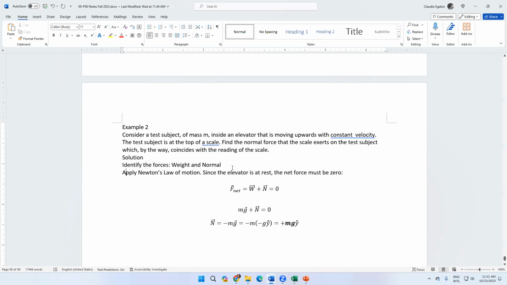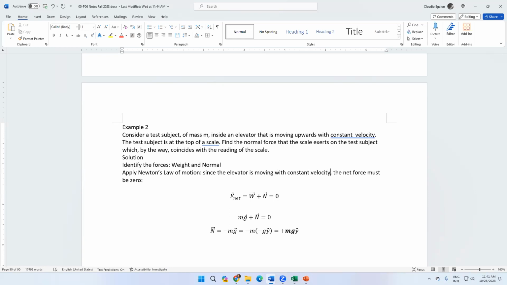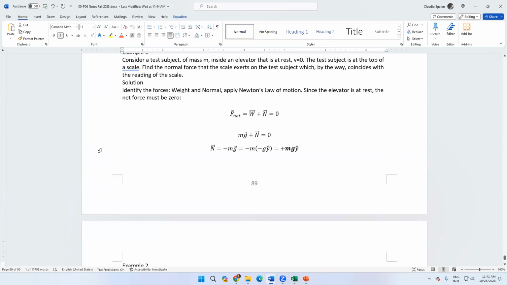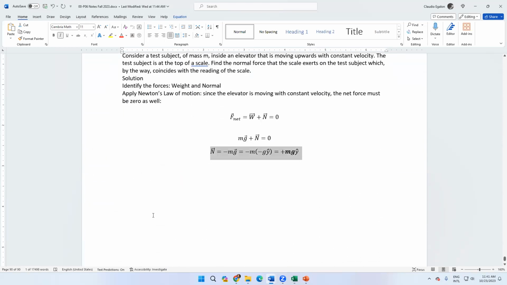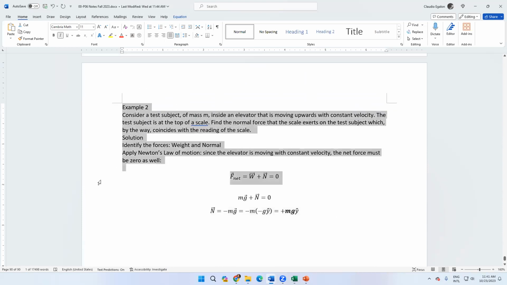Apply Newton's law of motion. Since the elevator is moving with constant velocity, it doesn't matter if this is upwards or downwards. The net force must be 0 as well, right? That's Newton's second law. And look what we get, we still get the same result. Whether the elevator is at rest or moving with constant velocity, the reading in the scale is going to be the same.